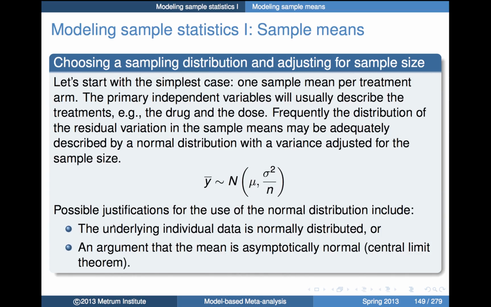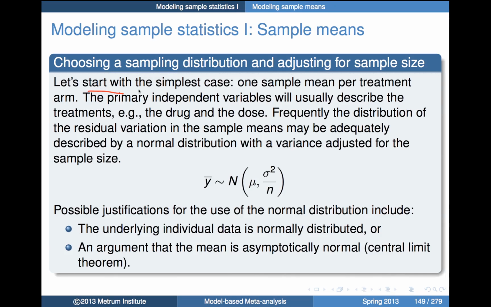So let's talk about the process here, and this will ultimately lead to our first illustration of doing a relatively simple model using BUGS to do a meta-analysis. Let's talk about modeling. There are different types of sample statistics one might model, but let's start with sample means. One of the first things we have to figure out in our model is what sort of sampling distribution we are going to use to describe it, and adjusting for sample size.